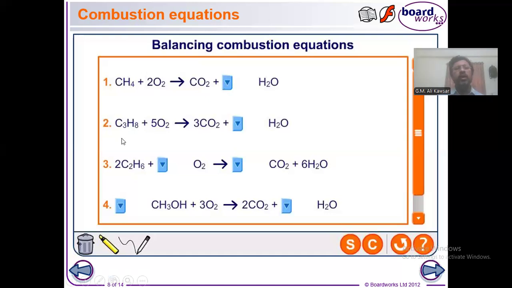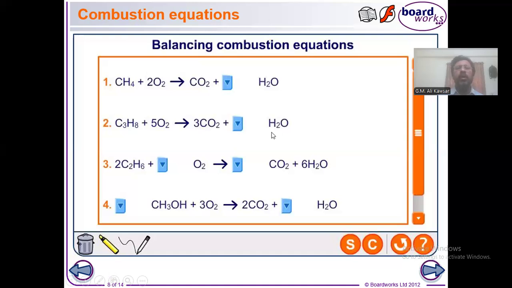You can see the next example, propane is burned. The products are the same, carbon dioxide and water. But let's see about the balancing. The number of hydrogens is not equal. The number of hydrogen is 8 here, but here it is 2. So you have to put 4 in front of water. As a result, the number of hydrogen will be balanced on both sides.